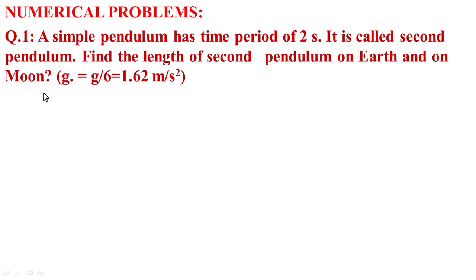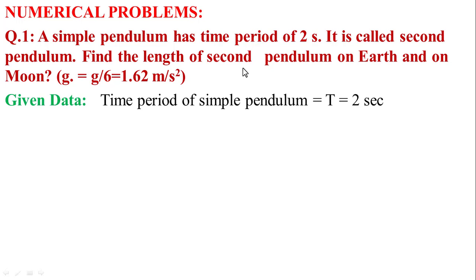So, first of all, what do you know about a second pendulum? If the time period of a simple pendulum is 2 seconds, it is called a second pendulum. Now here the time period is 2 seconds, so it is the second pendulum. So we can calculate the length of the pendulum on Earth and also on Moon. First of all, write the given data.